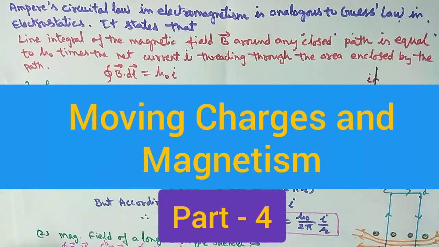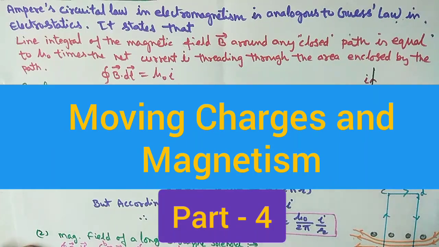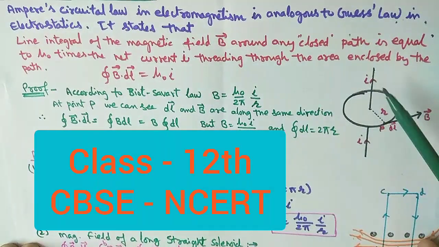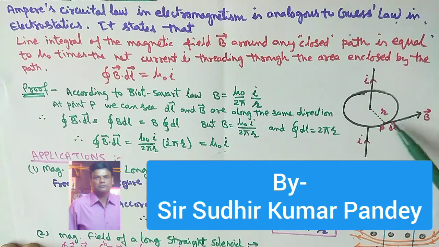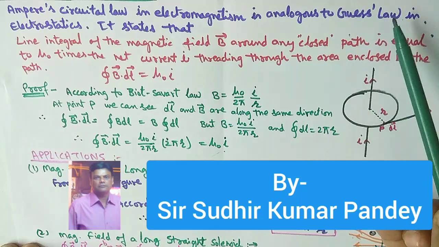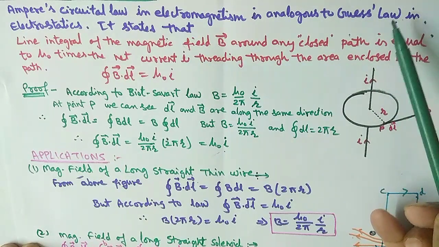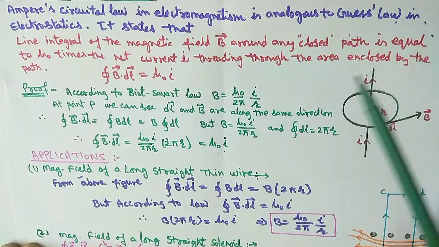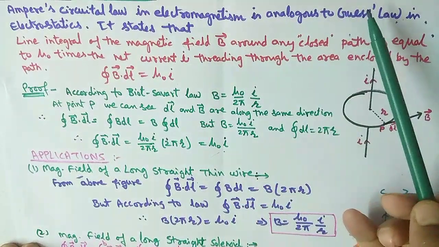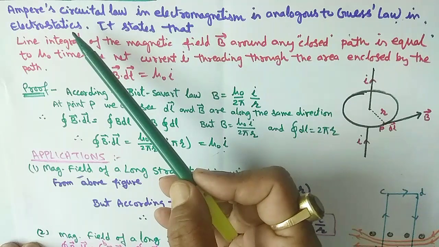Hello students, in this video we will discuss Ampere's circuital law. Ampere's circuital law is given for the determination of the magnetic field intensity at a point. Actually, it is analogous to the Gauss theorem, Gauss law. So it plays the same role in electromagnetism as the Gauss law plays in electrostatics.